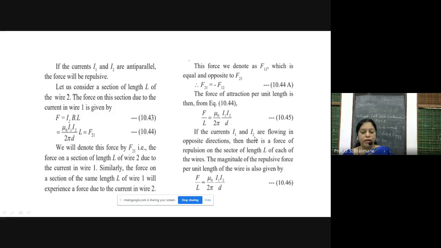If the currents I1 and I2 are flowing in opposite directions, then there is a force of repulsion on the section of length L of each of the wires. The magnitude of the repulsive force per unit length of the wire is also given by F upon L equal to mu 0 upon 2 pi I1 I2 upon d. So magnitude wise, F upon L is the same for both the force of attraction and the force of repulsion: F upon L equal to mu 0 upon 2 pi I1 I2 upon d.